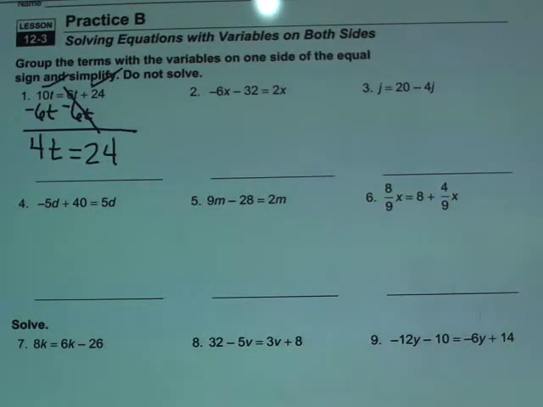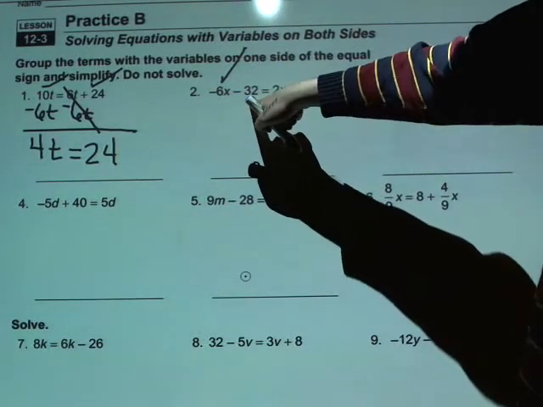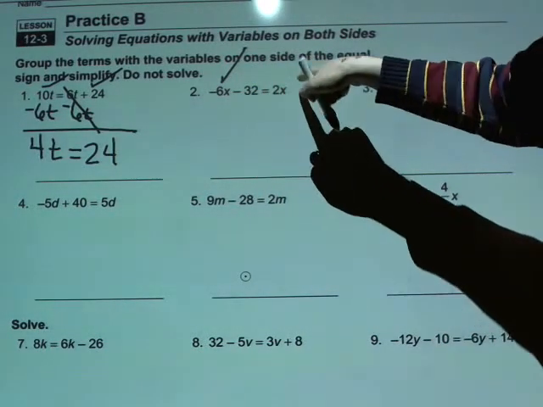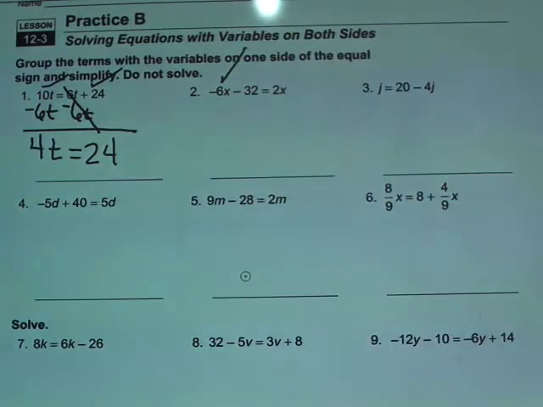Now in number 2, we're going to do one thing that we didn't do in number 1. If we look at number 2 right now, there's only one thing that's good about number 2, and that's the negative 6x, variable thing on the left. This 32 is a number, but it's on the left. It's supposed to be on the right. 2x is a variable. It's on the right, but it's supposed to be on the left.